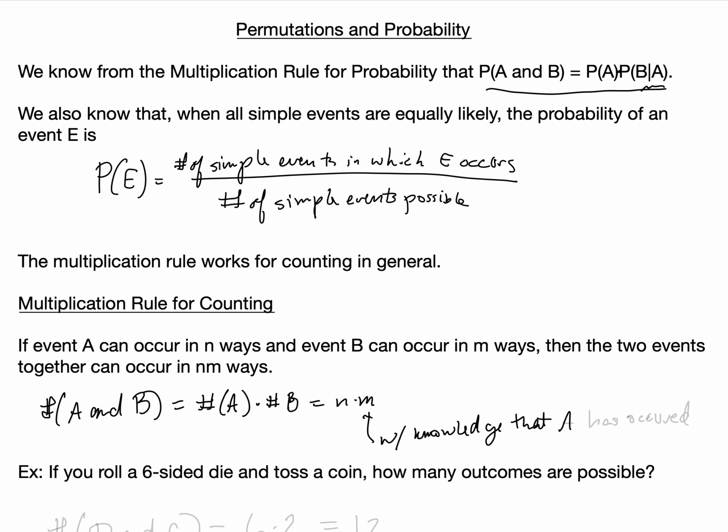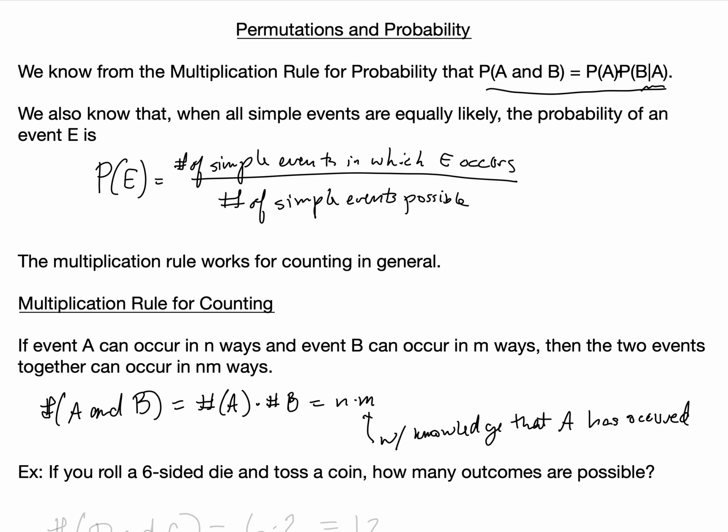that A has occurred. So for example, if you're taking cards out of a deck without replacement, after the first card is taken out, you need to take that into account when thinking about the number of ways that the second card can be taken or selected.